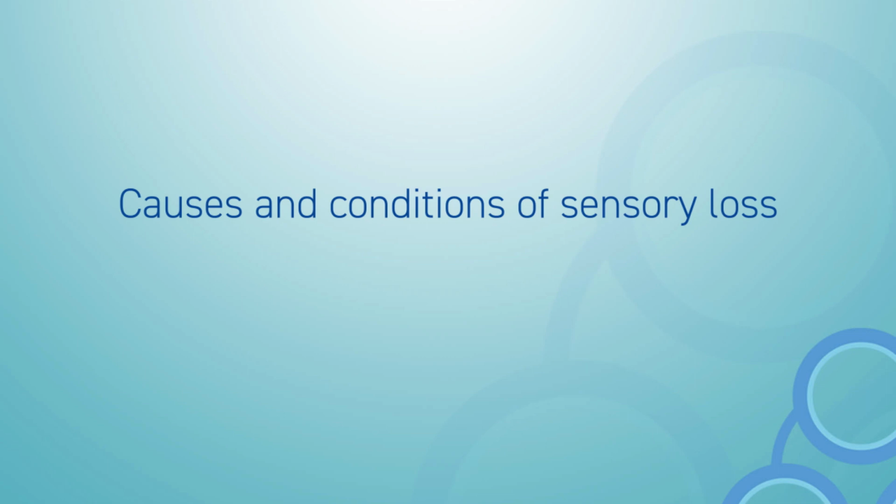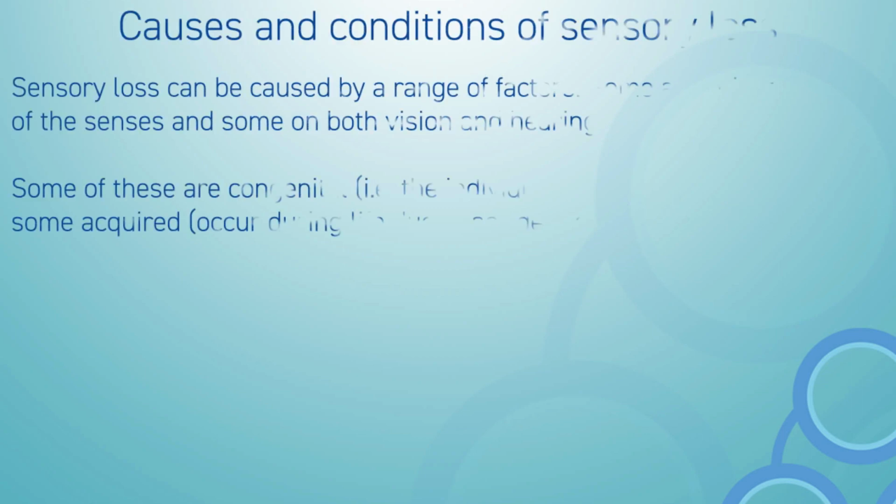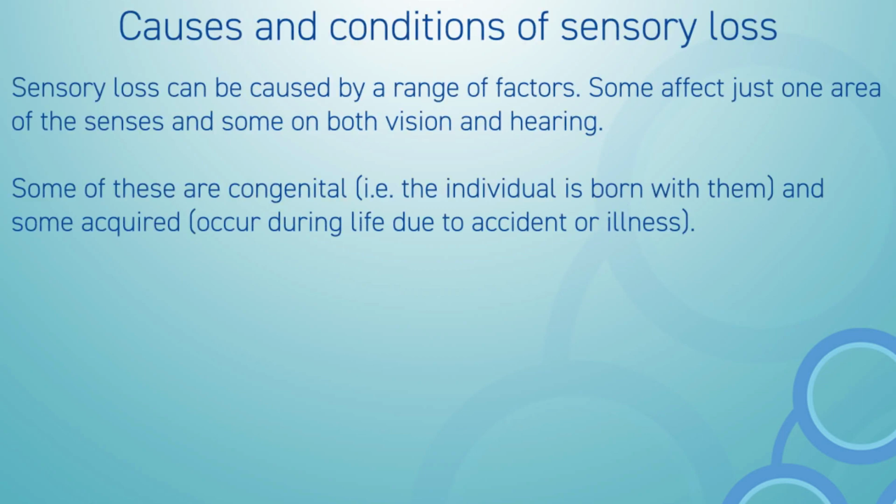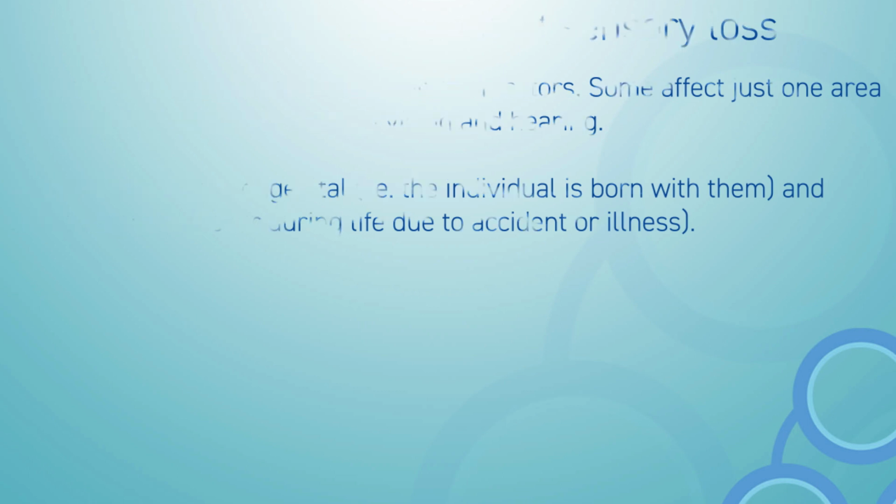Causes and conditions of sensory loss. Sensory loss can be caused by a range of factors. Some affect just one area of the senses and some on both vision and hearing. Some of these are congenital, for example, the individual is born with them, and some acquired. So this happens during life due to an accident or illness.